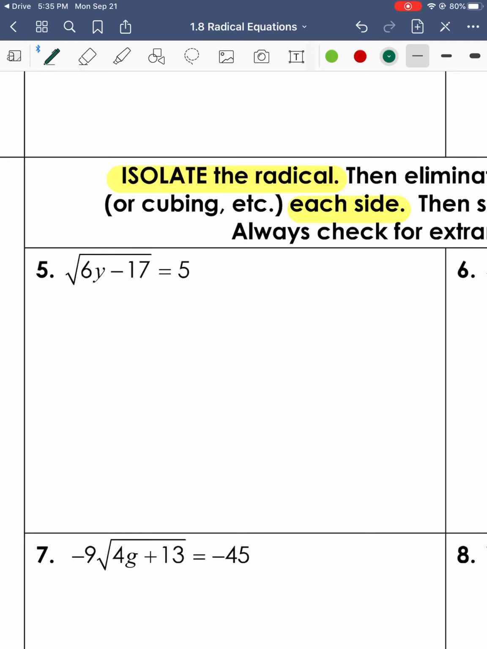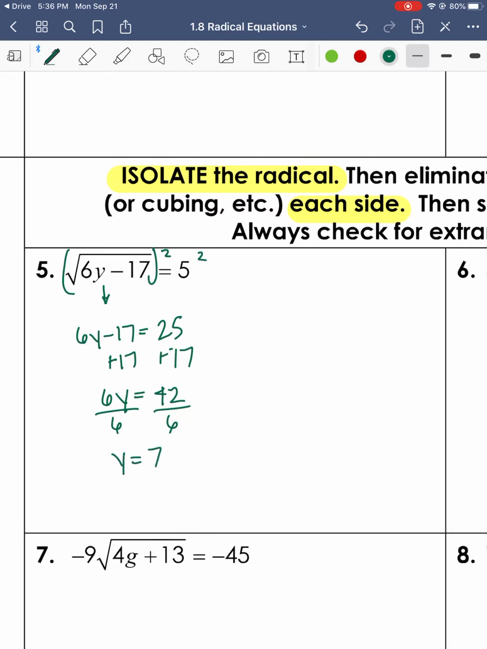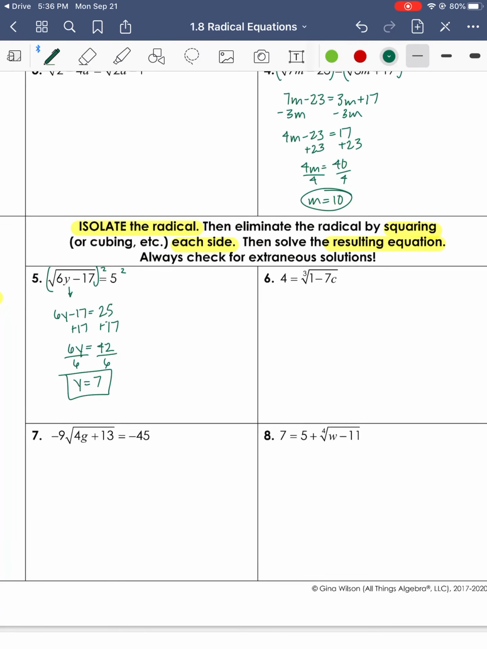So we have isolated the radical here, so we just have the radical on one side is equal to 5, so we don't need to do anything to get it by itself. We're just going to square both sides. Then we get what's the radicand here. 6y minus 17 is equal to 5 squared, which is 25. Okay, we're going to get the constants on the same side. Now we're just solving for y here. So that would be 42 divided by 6. y is equal to 7. Good.